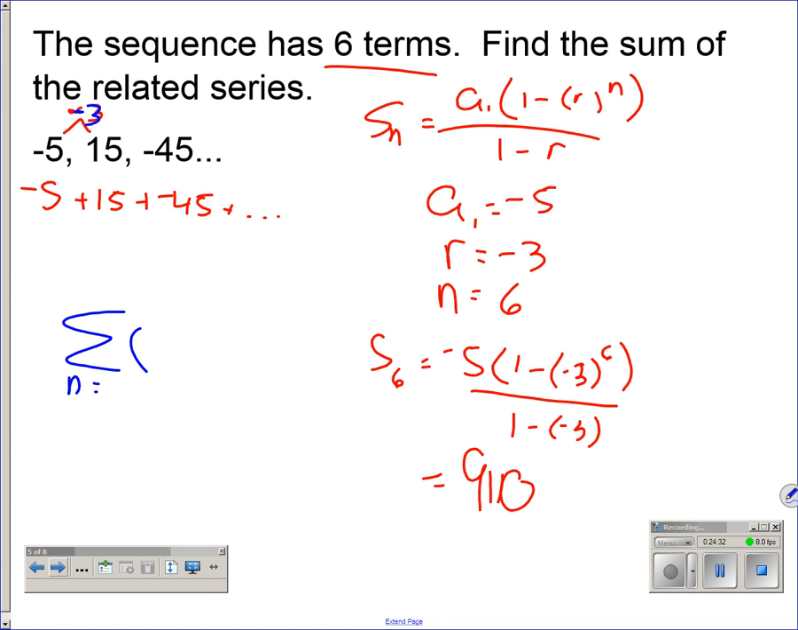Who's got it? How do we write it? N equals 1, to 6. We're doing the first term to the 6th term. Now all I need to know is just how to write my geometric explicit, which we've done enough practice with. So what's my geometric explicit? My first term, negative 5, times my rate, which is negative 3, to the n minus 1. All I did was my geometric explicit, and now it's going to do that sum for me, and it ends up giving us the same thing. What do you think?